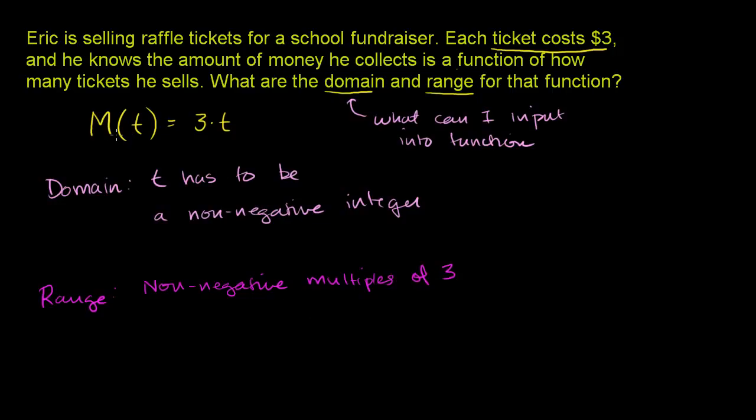He'll never be able to collect $2, because he could either sell 0 tickets and get nothing. Let me write this down. He might sell 0 tickets, so m of 0, he's going to get $0. If he sells 1 ticket, he's going to get $3. If he sells 2 tickets, he's going to get $6. So he's never going to be able to get 2 or 4. Every possible value for the amount of money he collects for our function has to be a multiple of 3. It's going to be a non-negative multiple of 3, because the domain is non-negative integers.